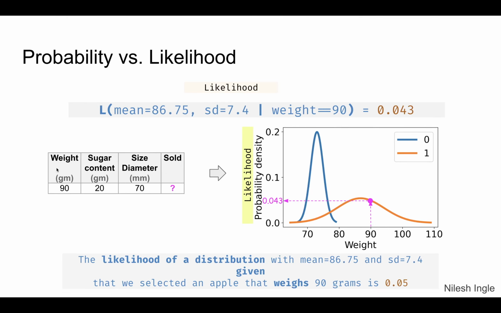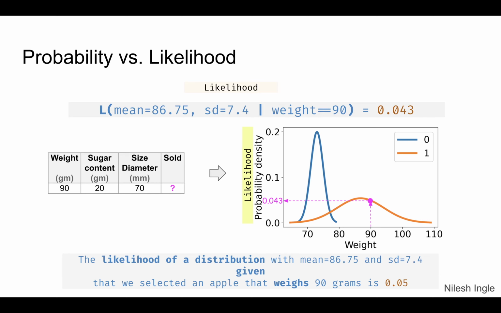Now we assume that we already have a data point. So we already have the weight of the apple, which is 90 gram, and we are looking for the likely distribution from which this data point would have come, or to which this weight would belong. Here, if we look at 90 on the x-axis and reach up to the orange curve and look at the magenta dot, we could look at the corresponding y-axis value, and that would be the likelihood. In this case, it is 0.043.